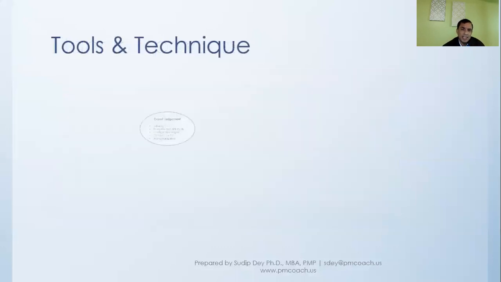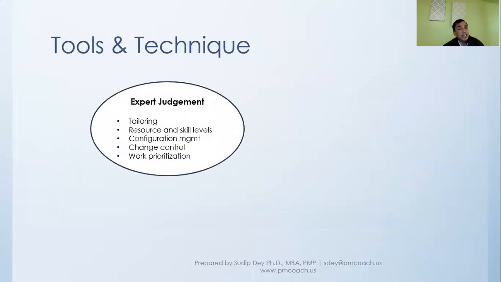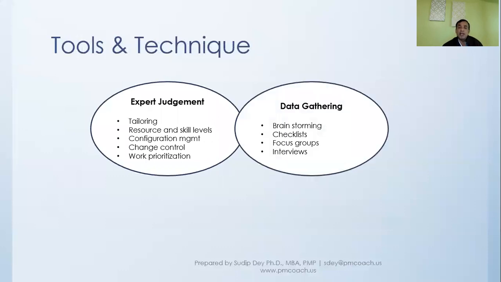The tools and techniques that we'll use is, again, expert judgment. And in terms of expert judgment, you will look at how to tailor. Some of the experts will be able to provide you, who have done similar kinds of projects, and then what kind of resource and skill levels you can get from experts, and configuration management, change control, work prioritization.